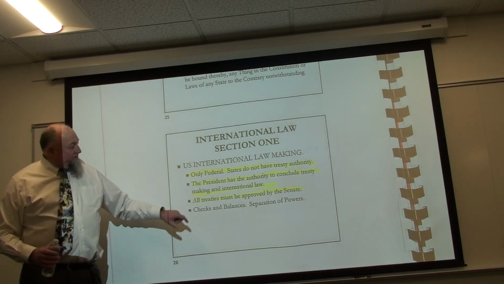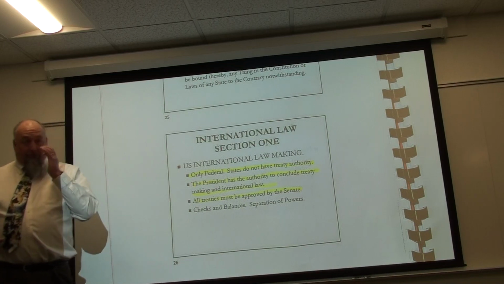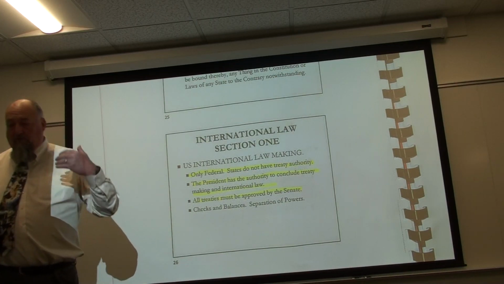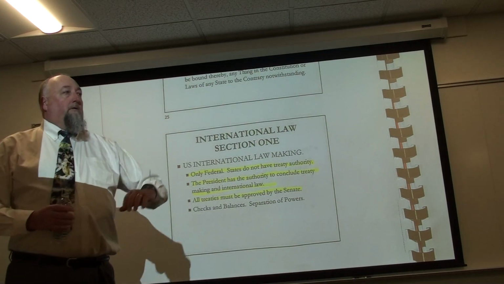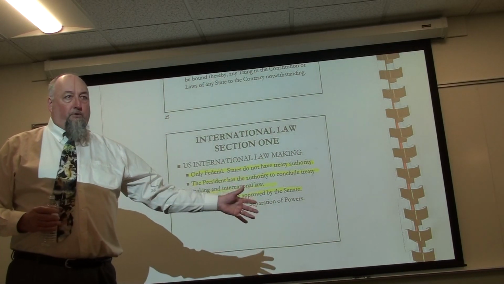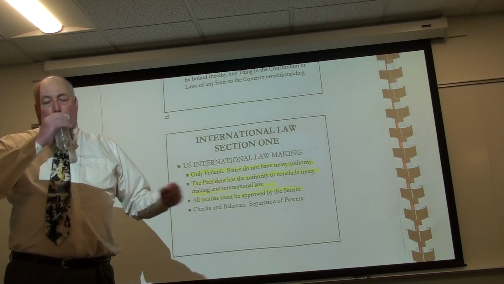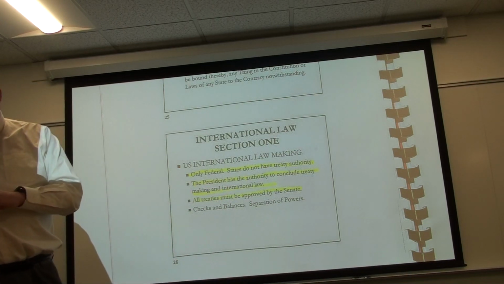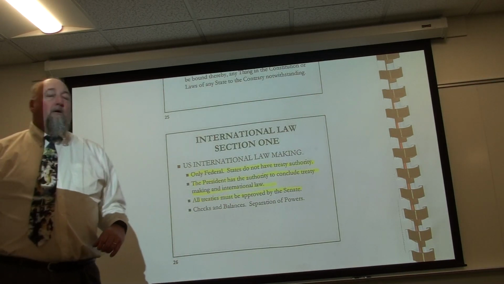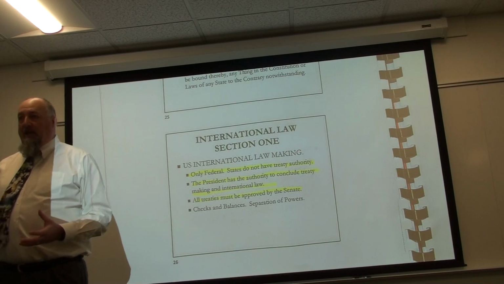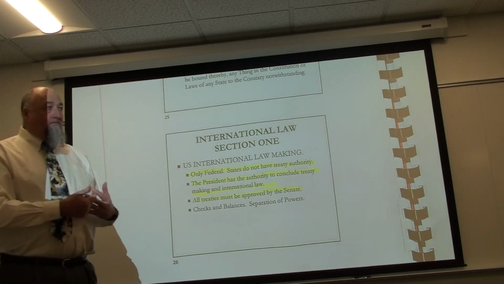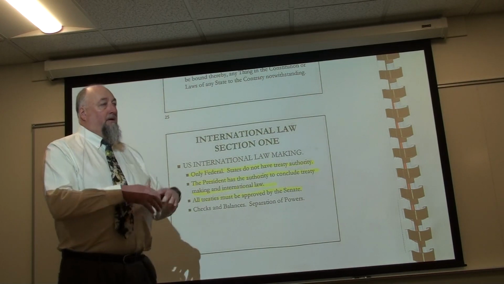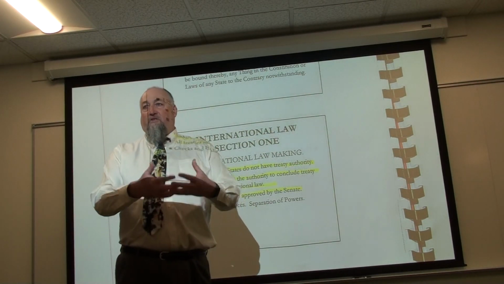In the US, all treaties must be approved by the Senate. So if the president enters into a treaty, it must go to the Senate for approval. If the Senate does not approve the treaty, sometimes that's called ratification. If the Senate does not ratify the treaty, then the treaty is not binding, does not bind the United States domestically.